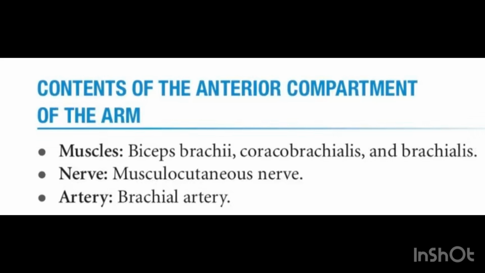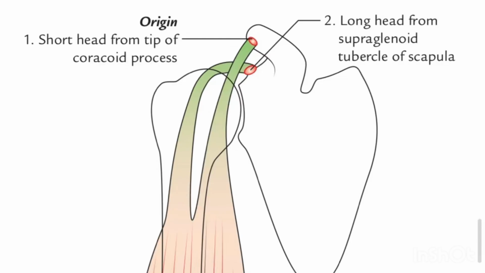And don't forget the muscles BBC. So let's pick the first B. Who is the first B? The biceps brachii. From the name, you remember biceps, two heads. So biceps brachii, two heads. Its origin is two heads now. You have the long head, you have the short head.